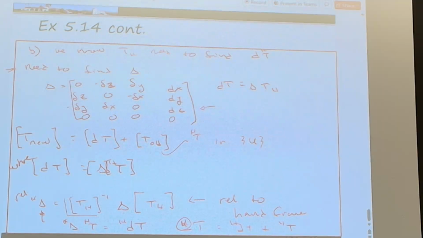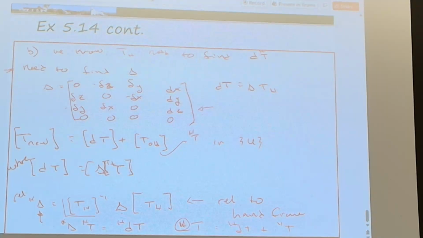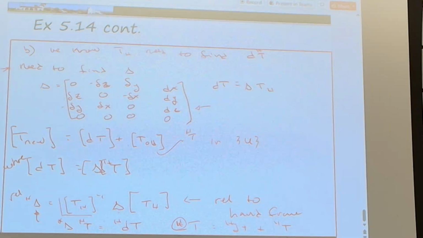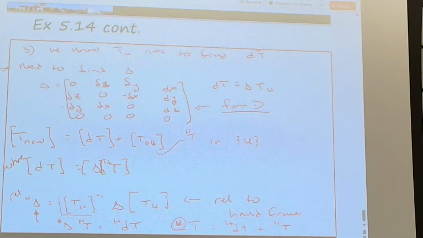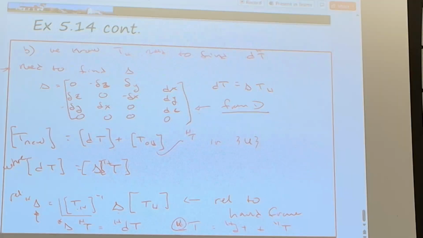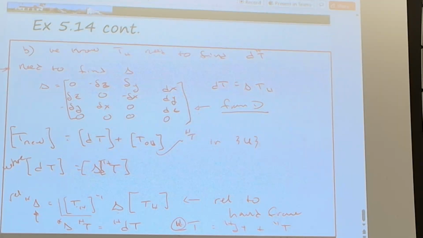So wait, hold on. I still don't know, what do we plug into delta? We can't just plug in variables. Delta is right here. We get it from the D. So we plug in all the values from D, and that gives us a delta. We have a T as well, and I can make a T inverse from a T. So I can now make a delta H.